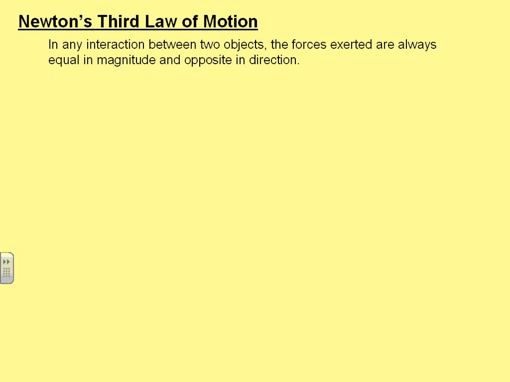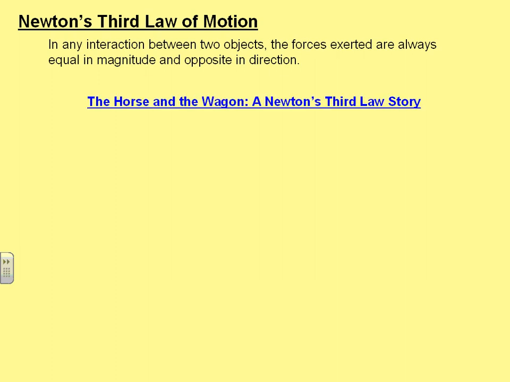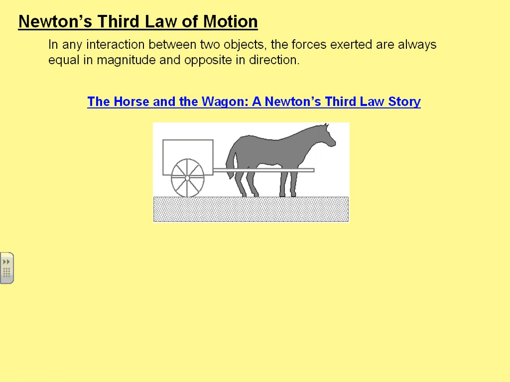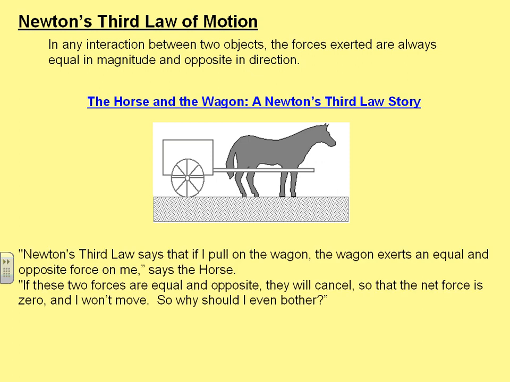Other little complications here. Here is a little story, kind of a classic physics story to discuss when talking about Newton's third law. And it's a story about a very smart horse who is trying to get out of work. And so the farmer comes out in the morning and hooks the horse up to the cart, and he wants to go to market. So he hops up into the cart and he says, "Giddy up, horse." The horse turns around. Remember, this is a smart horse. The horse turns around and says to the farmer, "Hey, look, Newton's third law says if I pull on the wagon, the wagon exerts an equal and opposite force on me."